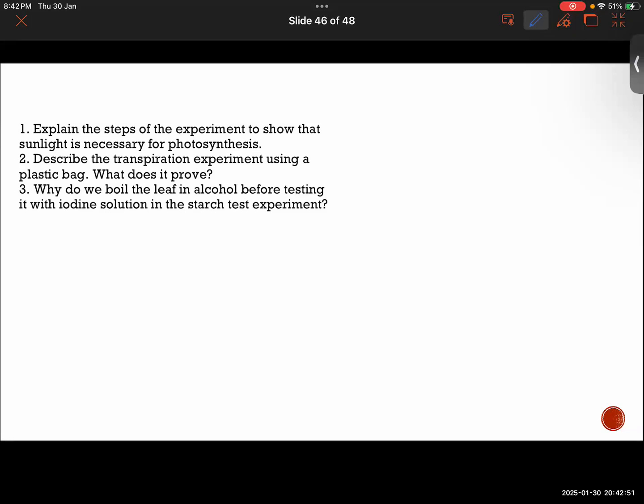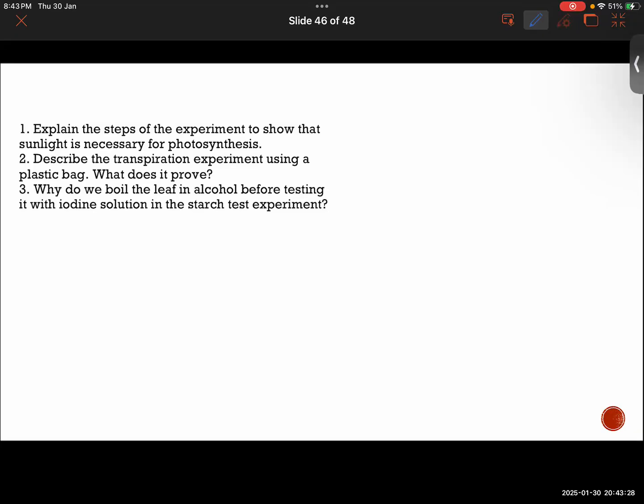Why do we boil the leaf in alcohol before testing it with iodine solution in the starch test experiment? Sir, we have to boil the leaf in alcohol before testing it with iodine solution in the starch test experiment, because to remove any ethanol, like alcohol, on the leaf.